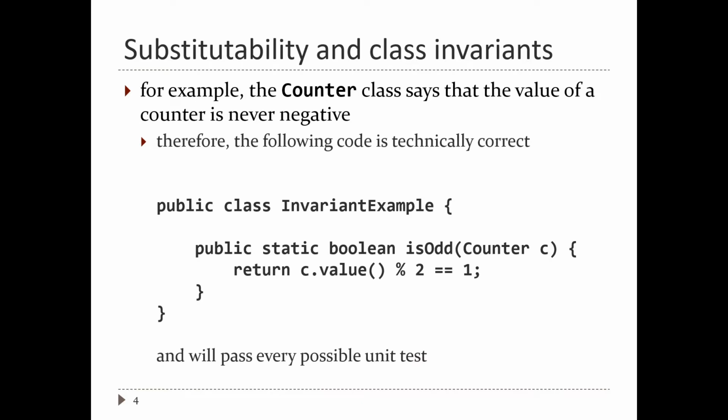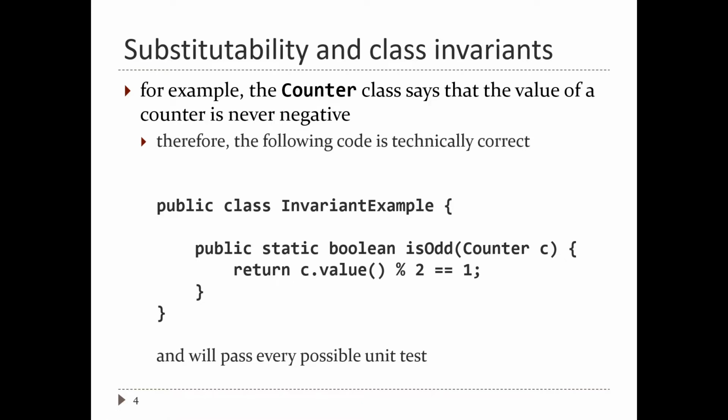An example of this is the counter class. Now remember, the counter class has an invariant that says the value of a counter is never negative. And that means someone can write the following method and test it with every possible counter, and it will seem to be correct. Our method here is essentially the isOdd method, which returns true if the counter c has a value that is odd. The implementation of isOdd simply takes the value of the counter, divides it by 2, and computes the remainder. If the remainder is 1, then the method returns true. If the remainder is 0, then it returns false.